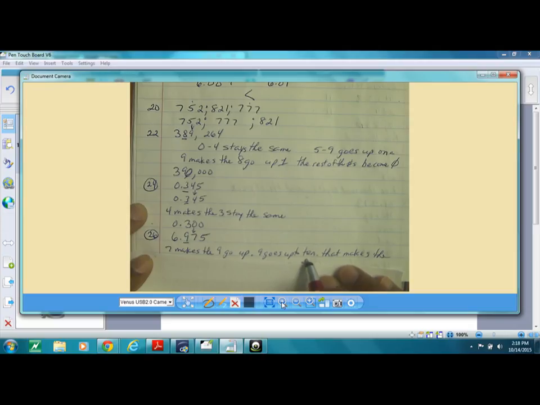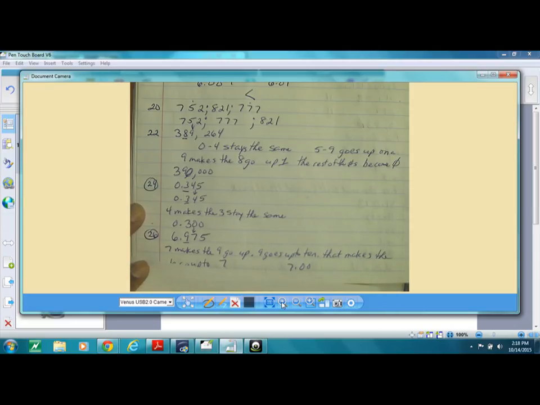9 goes up to 10, but we cannot put two numbers right here. So you put the 0 and carry the 1. That makes the 6 go up to 7. So the answer is 7. That's a very quick explanation of that. You've seen some of that before.